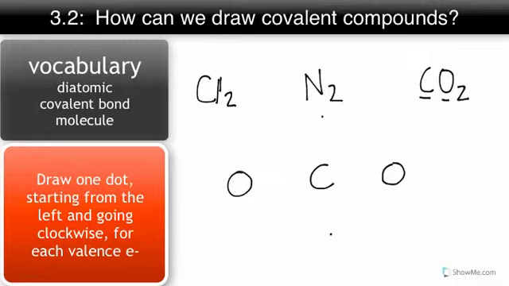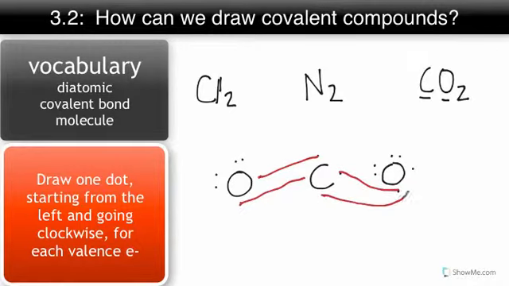So each one of these, we're going to draw the number of valence electrons. 1, 2, 3, 4, 5, 6 for oxygen. 1, 2, 3, 4 for carbon. And that last oxygen is going to get 1, 2, 3, 4, 5, 6. Now let's connect the dots. I have 1, 2 leftover electrons here. There's 1 line. There's 2 lines. Now we're going to connect the next carbon and the next oxygen. There's 1 line. There's 2 lines.